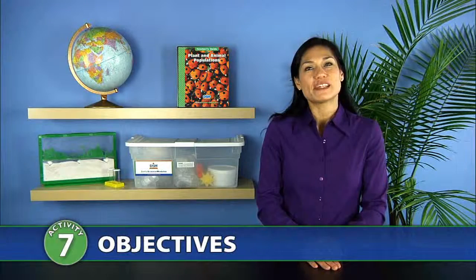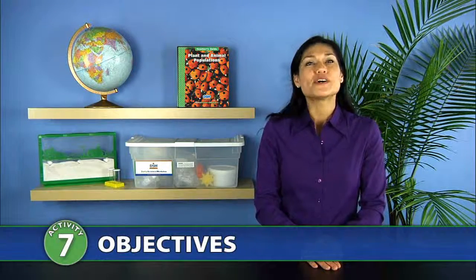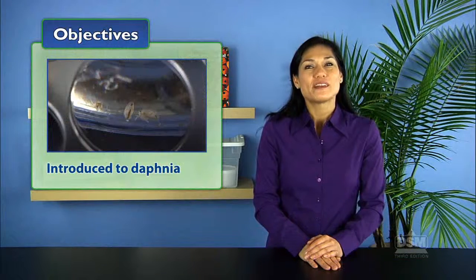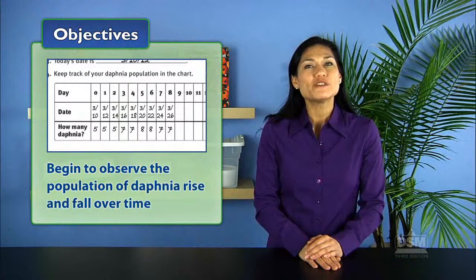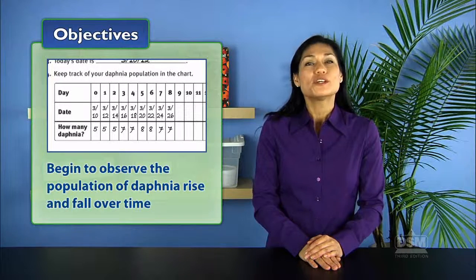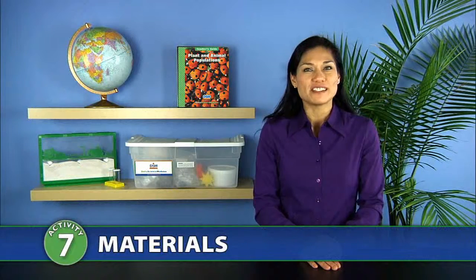In Activity 7, Daphnia, students are introduced to Daphnia. They set up vials with a known number of Daphnia and begin to observe the population of Daphnia rise and fall over time. You will need the following materials from the kit.